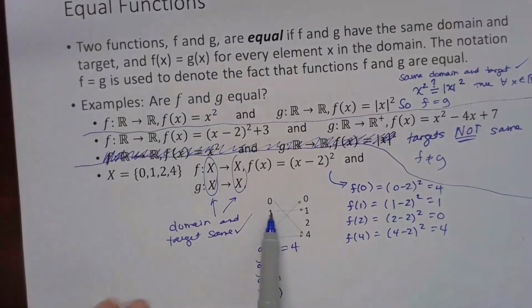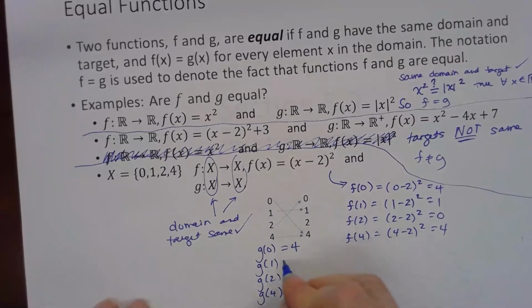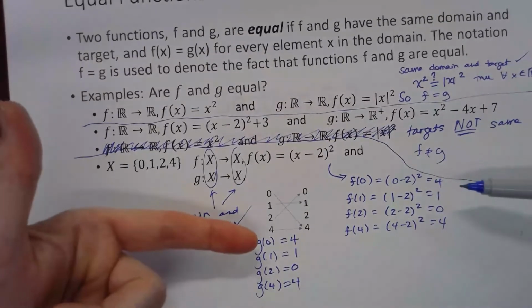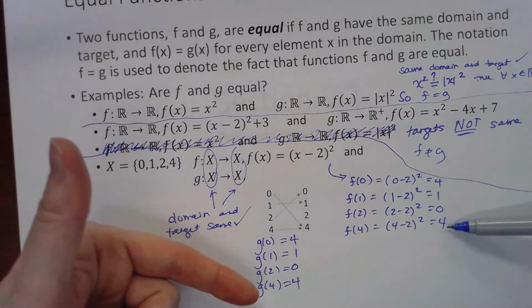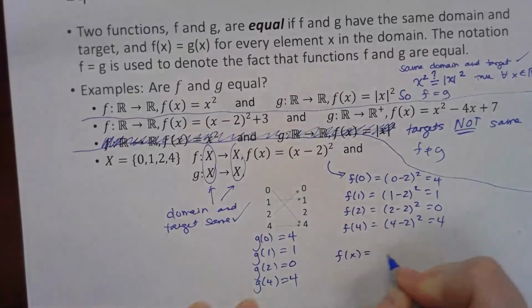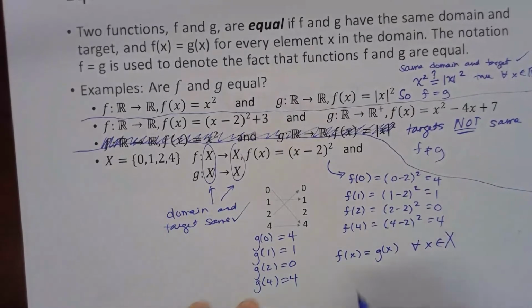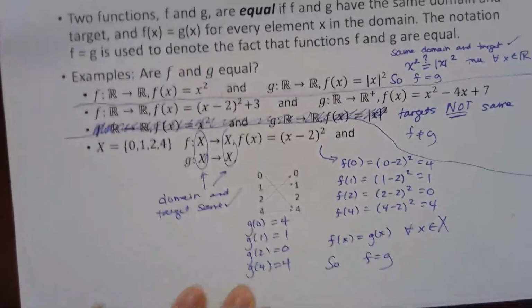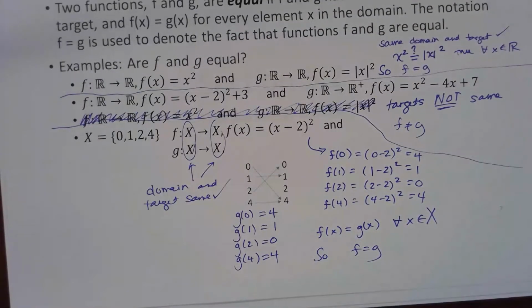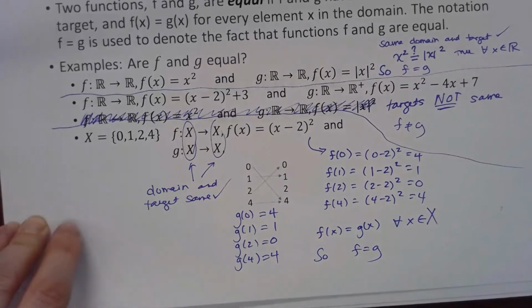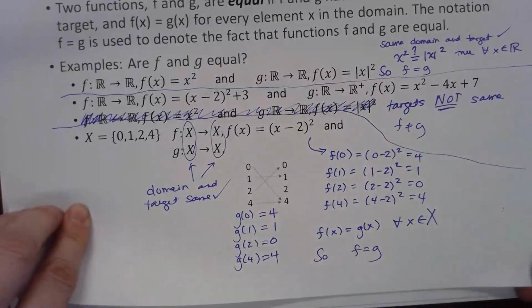If I have an input of 1, I'll just follow the arrow. That gives me an output of 1. If I have an input of 2, follow the arrow. That gives me 0. An input of 4, follow the arrow. That gives me 4. And sure enough, every f of x matches the g of x. So f of x equals g of x for all values of x in the domain. So we would say that these are equal functions. That's good.